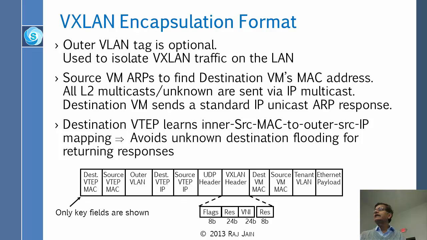Now let's look at the header one more time. So this is the MAC address for destination, this is the MAC address for the source, etc. This is a standard Ethernet packet, could have a VLAN as well. It is put inside a VXLAN header, which we'll discuss in a minute, but then it is put into UDP and then put into IP.